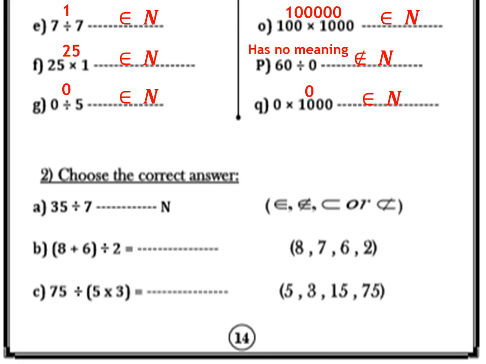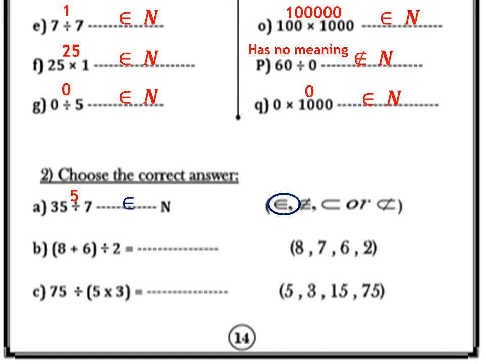Number 2, choose the correct answer. Letter A, 35 divided by 7. 35 divided by 7 equals 5. Belongs to the set of n, doesn't belong, subset or not subset. So here the 5 belongs to the set of natural numbers, it will be belong.